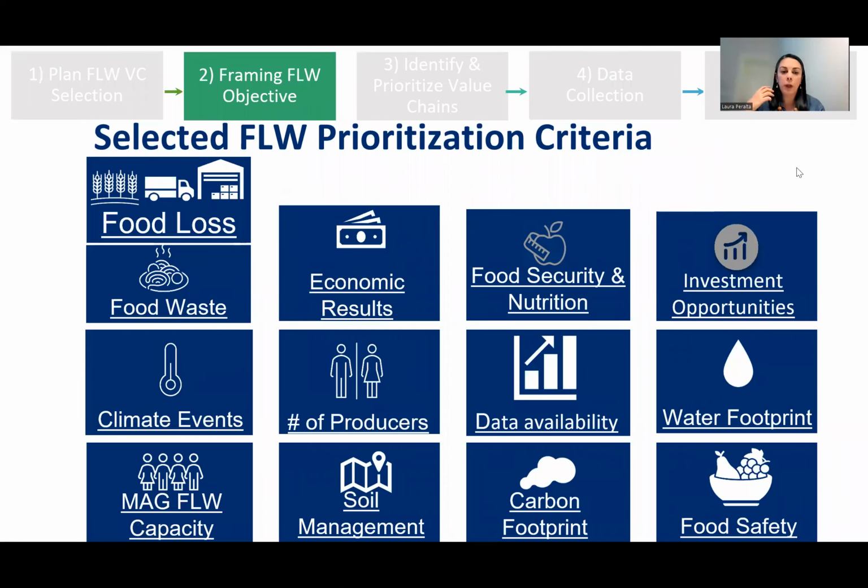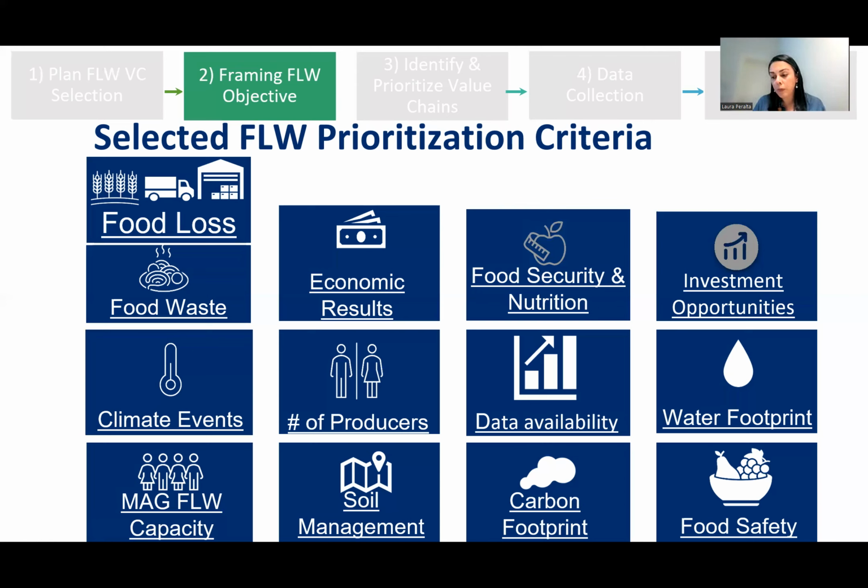So for example, of course, climate events were very important because of the region we were located, as well as food safety, because many of the products are used for exports. So food safety standards in the international markets are going to be quite strict. But for example, the MAG and food loss and waste capacity criteria evolved first from the consideration of MAG being able to access the farms, but then realizing that since they were focusing on small farmers, it was even more important to have capacity building within the MAG extension agents, which was something that was completely perceived, how they were improving time by time in their expertise in food losses and waste.